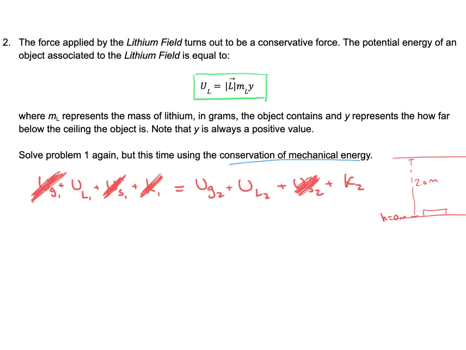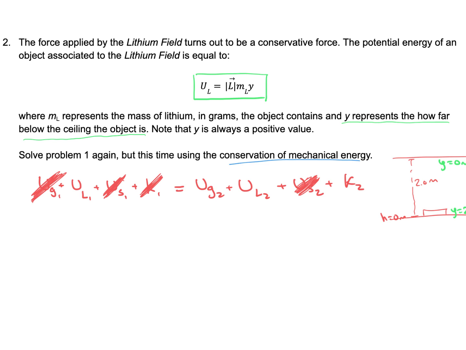In this new make-believe potential energy formula, y represents how far below the ceiling the object is. Y is always a positive number. So what it's saying is that y equals 2 when it's on the table, but when it hits the ceiling, y equals 0. Okay, that's how far below the ceiling it is.